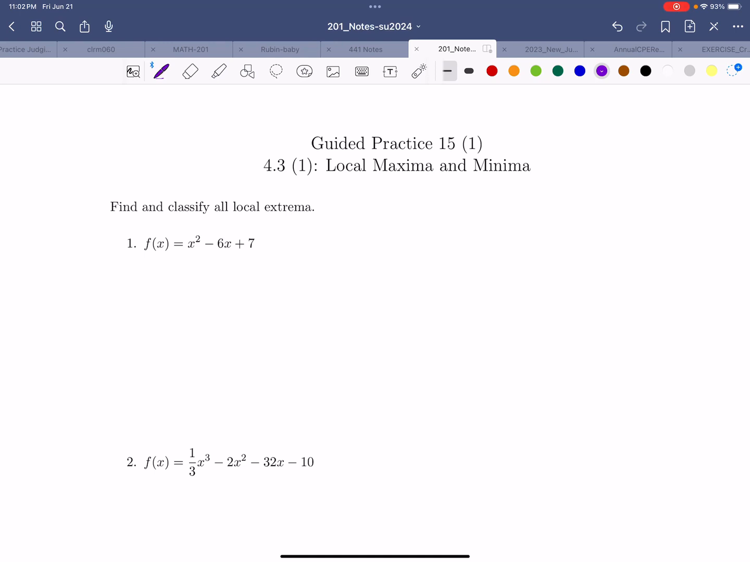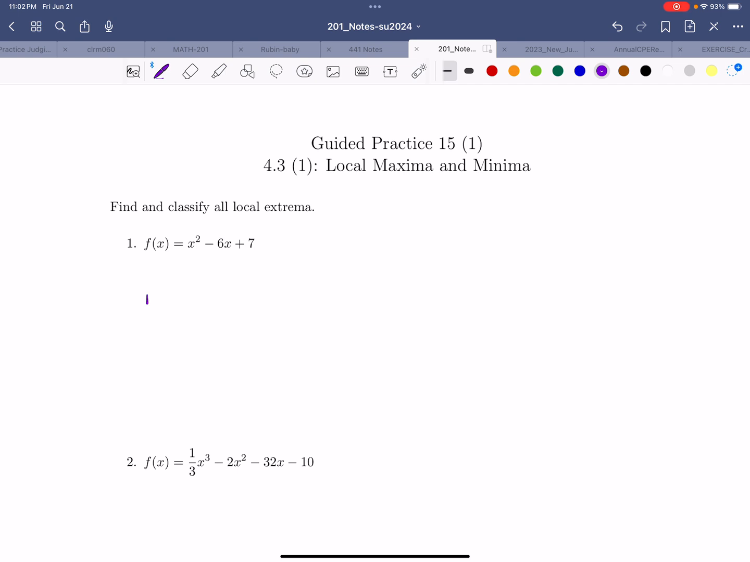Let's do some guided practice. Note that for these problems, all I'm asking you to do is find and classify local extrema. I am not asking you to find intervals of increase and decrease. So for here, the second derivative test might be more helpful, right? Let's take a look.